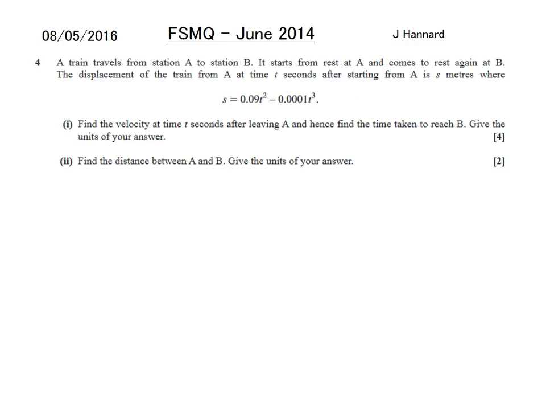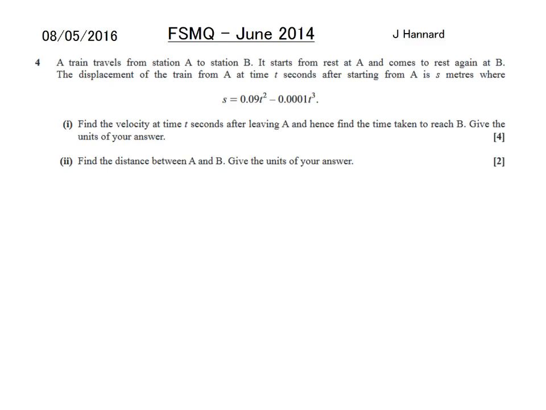Question 4 then, a train travels from station A to station B. It starts from rest at A and comes to rest again at B. The displacement of the train from A at time t seconds after starting from A is s meters, where s equals 0.09t squared minus 0.0001t cubed. Find the velocity after t seconds after leaving A, and hence find the time taken to reach B. Give the units of your answer.